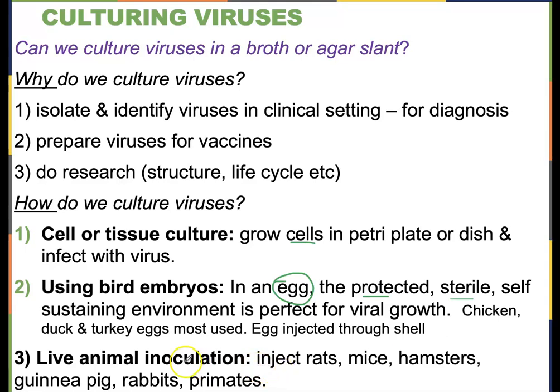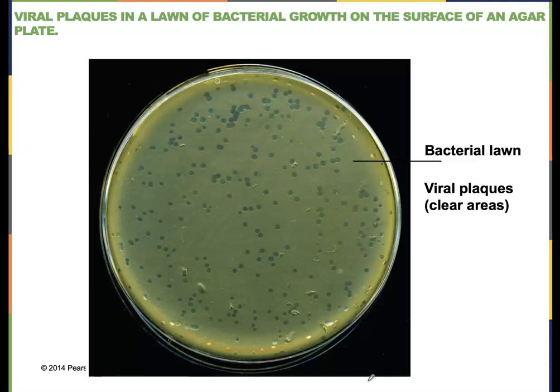Another way is through live animals. So we can inject rats or mice or hamsters, all these animals, with the virus. And even though that sounds really sad, it's what occurs to grow virus and study virus.